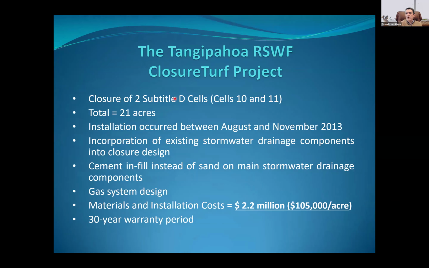So let me talk a little more about the closure turf project. The closure covered cells 10 and 11, for a total of 21 acres. Installation occurred between August and November 2013. We incorporated the existing stormwater and drainage components into the closure design. We used a cementing fill instead of sand fill on the main stormwater drainage components, on locations where we had concentrated stormwater.